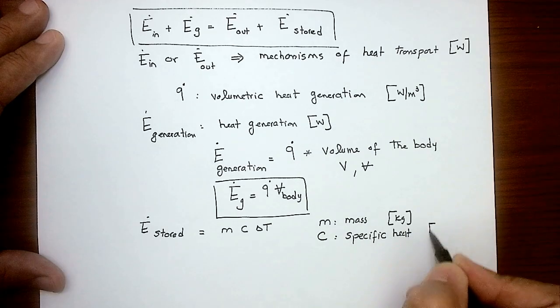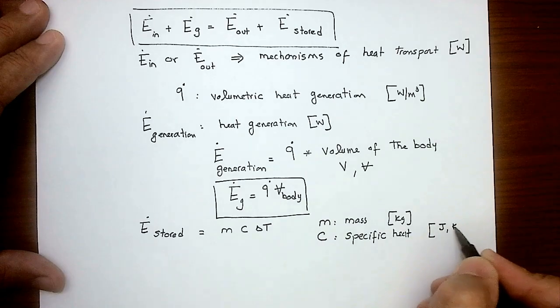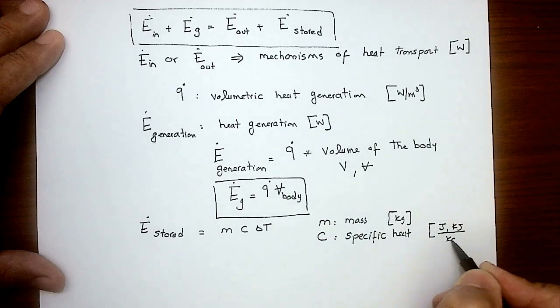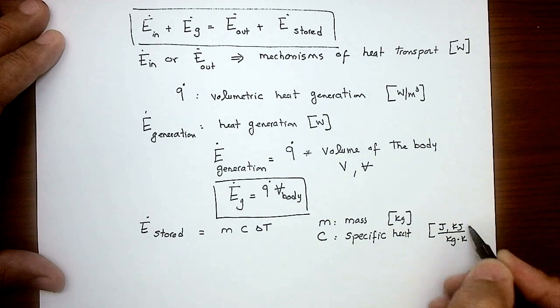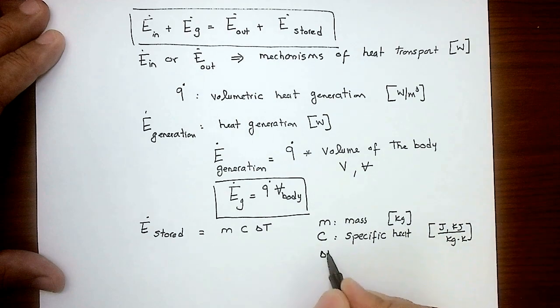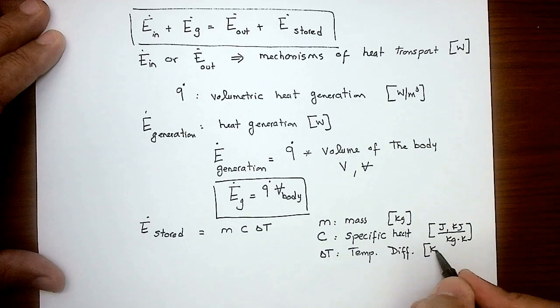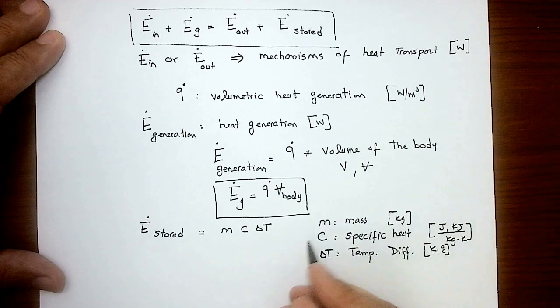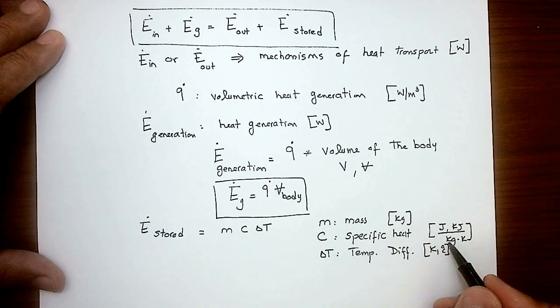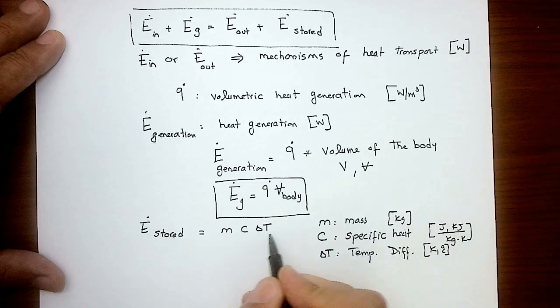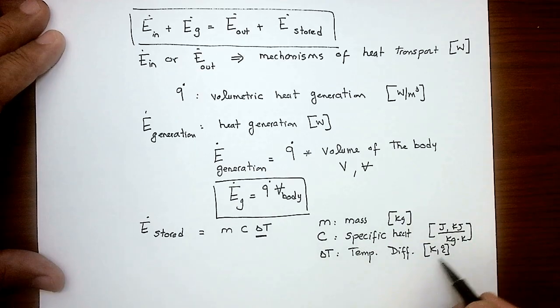And it has a unit of joule or kilojoule per kilogram Kelvin. It depends on the given information. And delta T is the temperature difference, which has a unit of either Kelvin or degree C. So I can write down the unit of C as joule per kilogram degree C. It doesn't matter because it's based on delta T, and delta T could be either Kelvin or degree C.